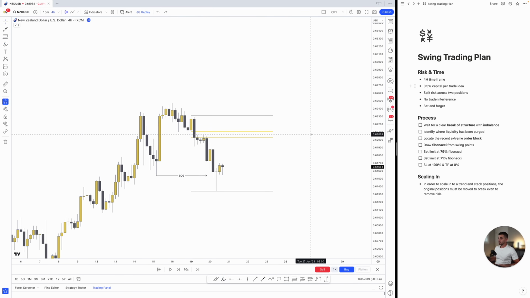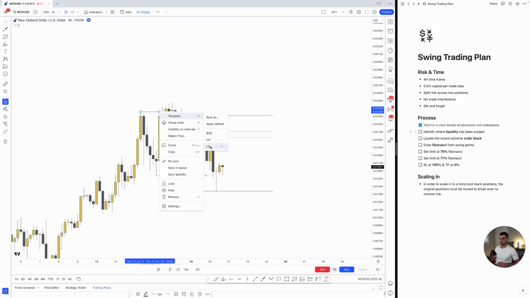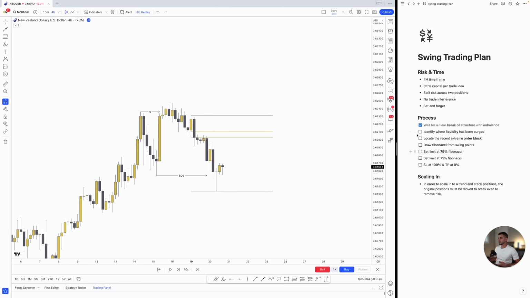Now, did it cause imbalance? Yes, it did, because we can see that both of these lines actually line up nicely with the imbalance. It's within that bearish candle right there between the previous bullish candle and the next bearish candle here. So there is a gap there, which is the imbalance. So we can check that off the list. Identify where liquidity has been purged is step number 2. Well, liquidity was just purged to the upside here, right? So that's step number 2, pretty straightforward.